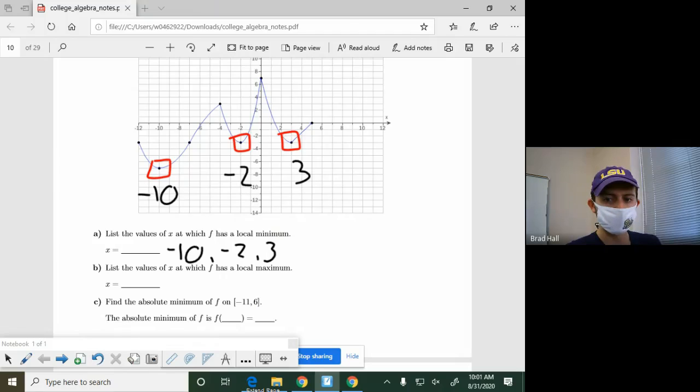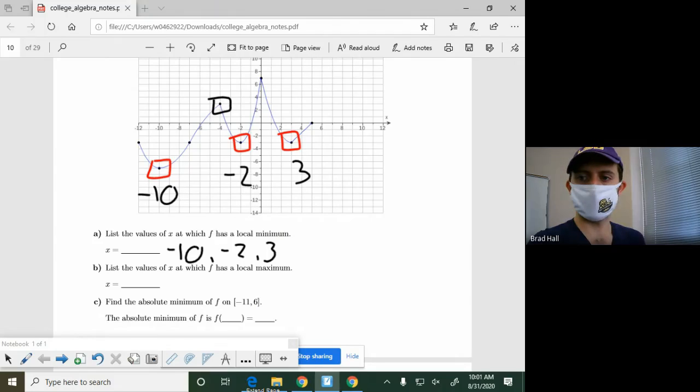Now, conversely, part B wants you to find the local maximums. So naturally, it's all the peaks. So it's all the peaks, and then it wants the x values. So that would be -4 and 0.